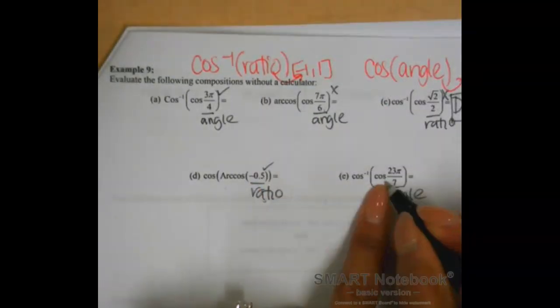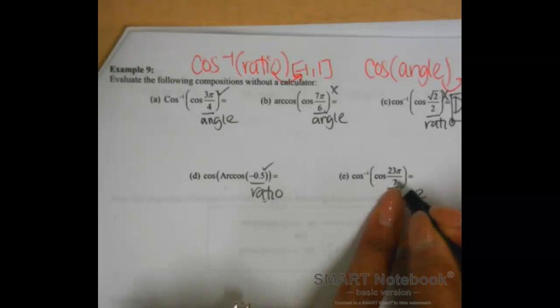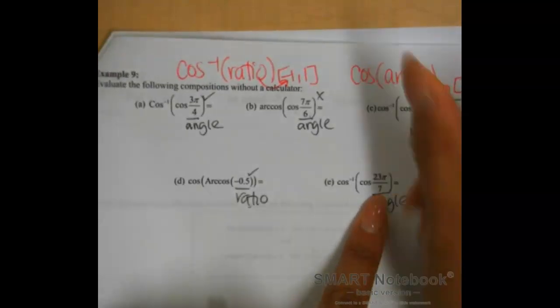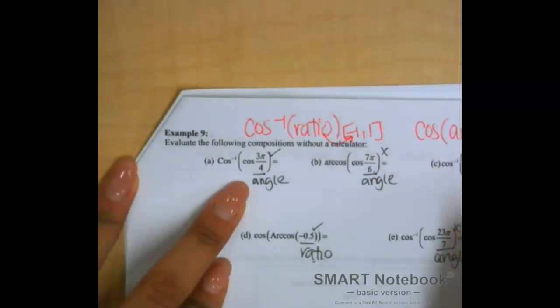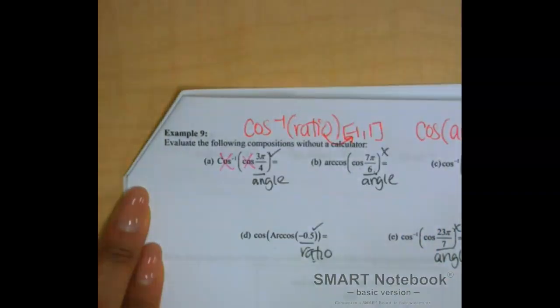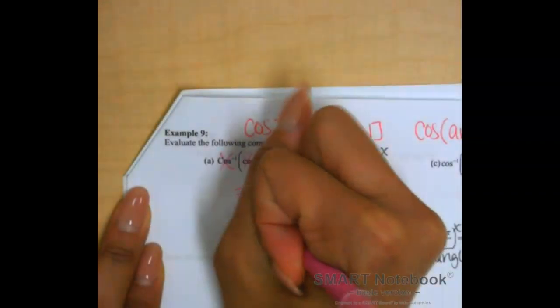And then for this one, cosine does have an angle. Wait, is this between 0 and pi? No, okay. So the good news is the ones that have checks next to them, we can just cancel out the arc cosine and the cosine and write our answer. We said before, this 3 pi over 4 is in between 0 and pi, so I can cross out the cosine and the arc cosine and just write my answer, which will be 3 pi over 4.